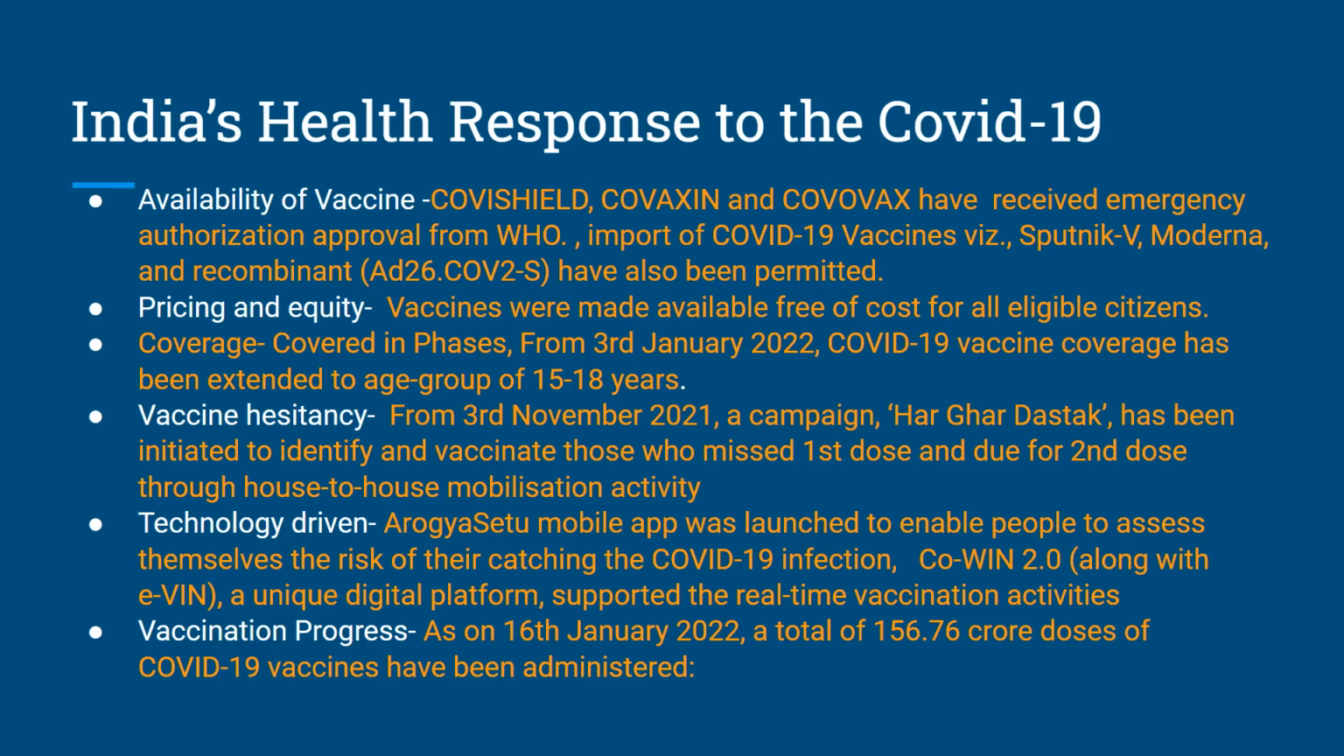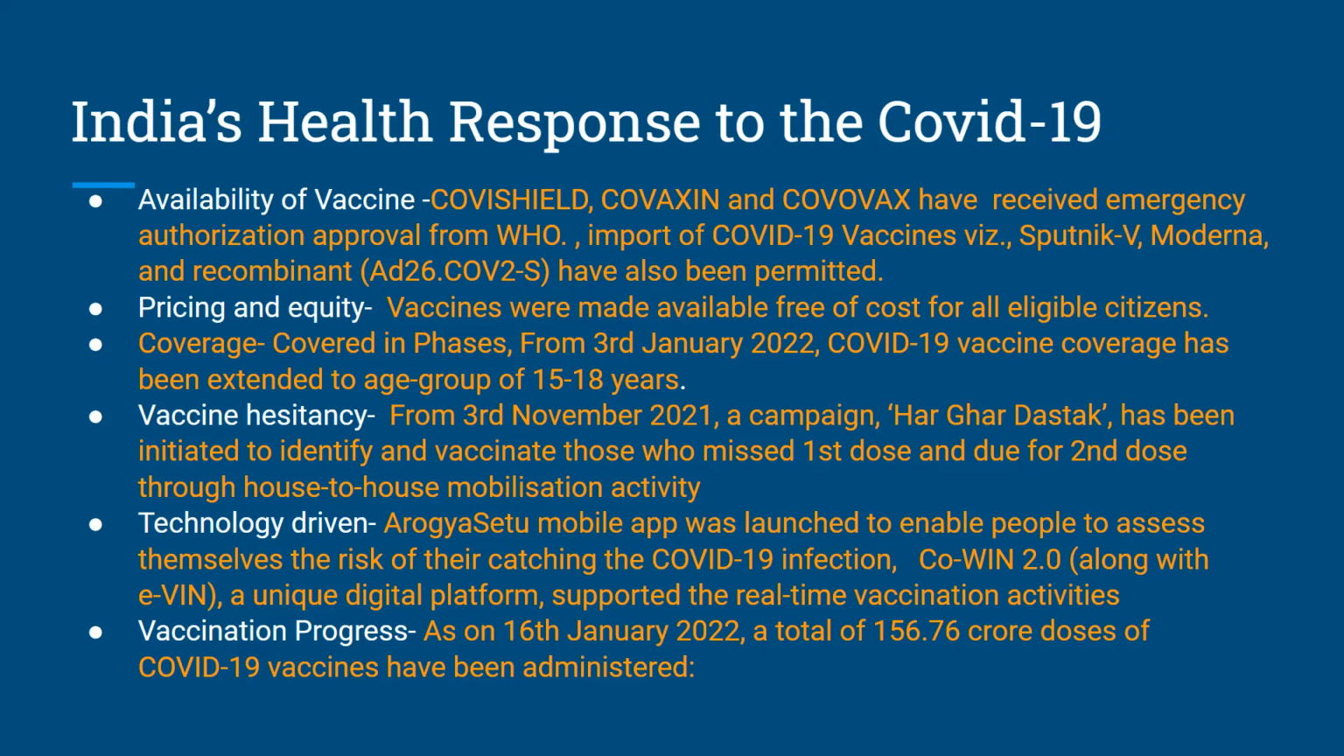And the government was also using technology to address the situation. The first thing is the Arogya Setu mobile app. The app helped people to assess their own risk of catching the COVID-19 infection. Then there was a unique digital platform called CoWIN 2.0. This supported the real-time vaccination activities.